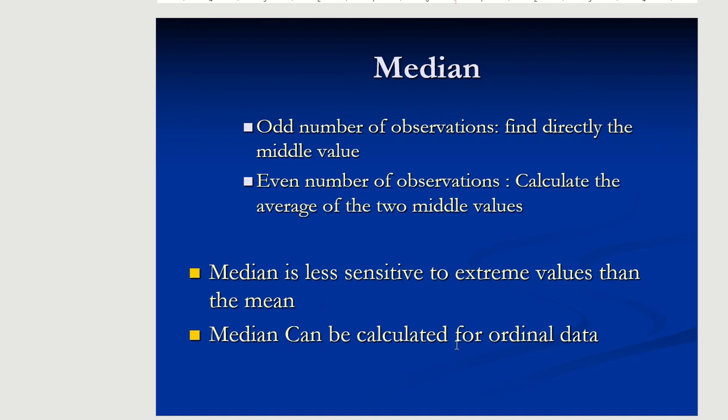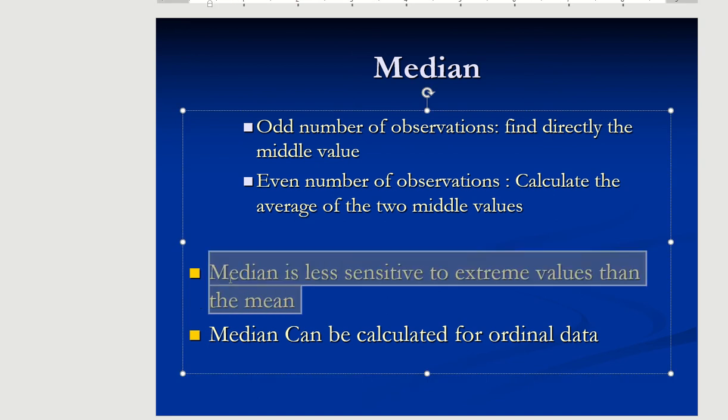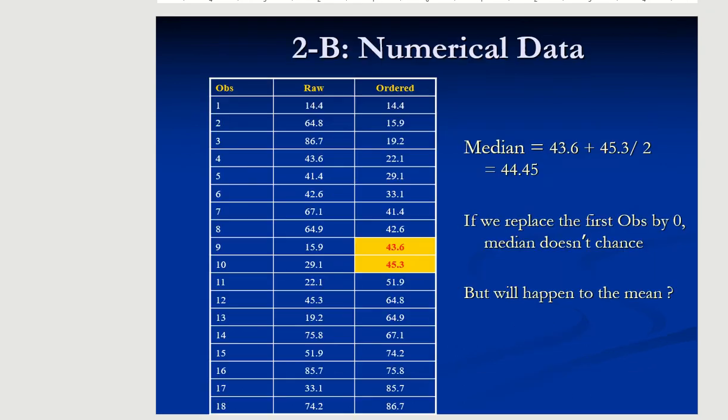And the median can be calculated for ordinal data. But probably what we want to stress is the fact that the median is less sensitive to extreme values. Let's look at the example. We go back to the 18 values we discussed about the heart rate variation. The raw data looked like this.